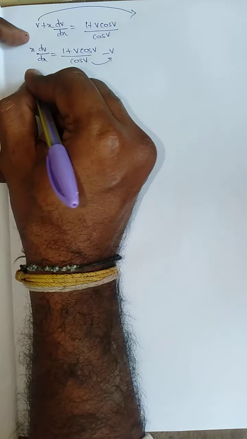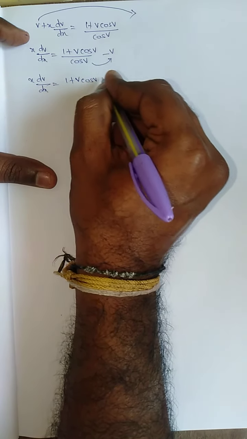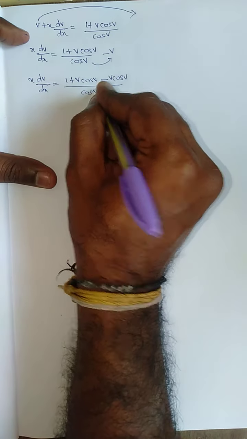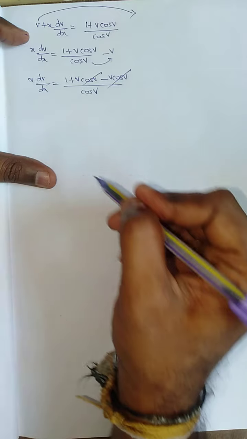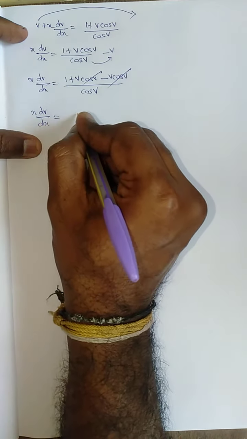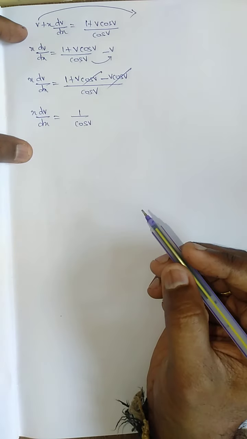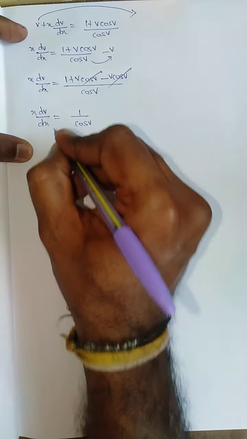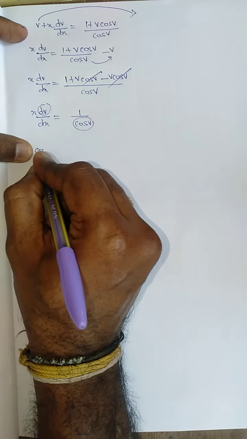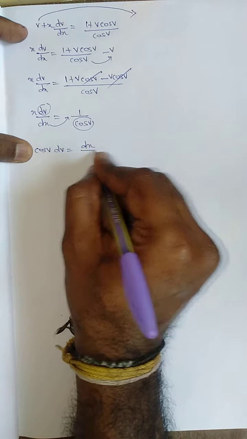v. Now cross multiply this one. X into dv by dx is equal to 1 plus v cos v minus v cos v, v into cos v divided by cos v. So v cos v and minus v cos v cancel. So x into dv by dx is equal to 1 divided by cos v. So now do the variable separable method. All the v terms move here: cos v into dv, and dx, x comes down, dx by x.